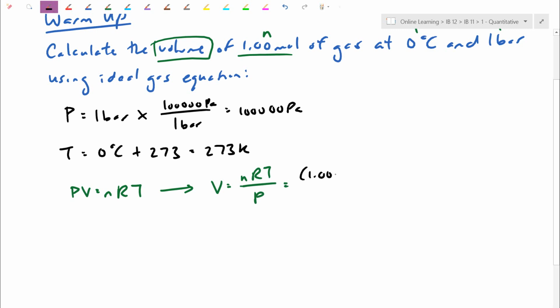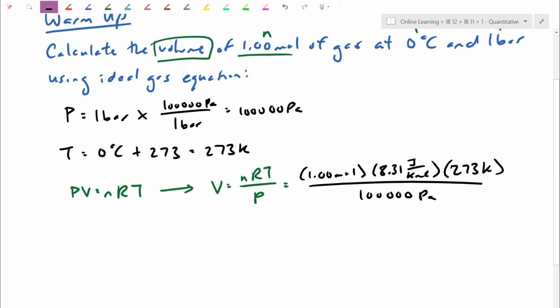We have n being 1 mole. R here is actually 8.31 joules per Kelvin mole. That's the universal gas constant. That number is always going to stay the same for every problem that you do. The temperature I'm going to punch in is 273 Kelvin, and then I'm going to divide by the 100,000 pascals in SI units. So let's just type that all in there and see what we get. 8.31 times 273 divided by our 100,000, and I'm getting 0.0227. Again, because I used the SI units going into it, I'm going to get the SI unit for volume coming out of it.